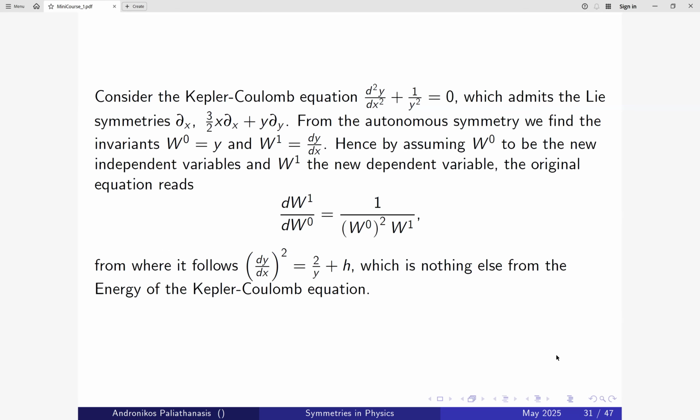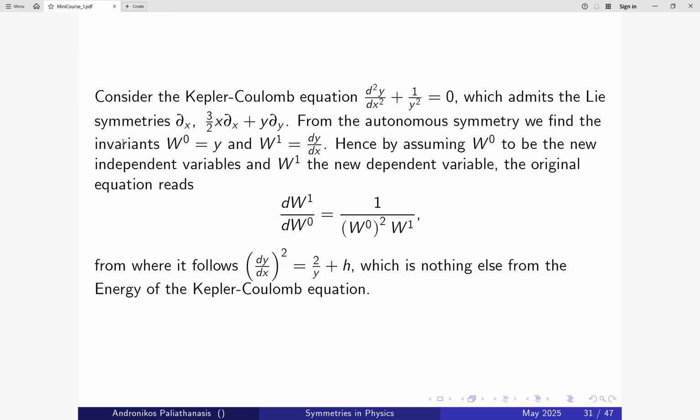Now, let's go again to the Kepler-Coulomb equation, which is a second order differential equation of this form, which admits Lie symmetries. We calculate the Lie symmetries. That means two Lie symmetries. One is the translation in time, since the equation is autonomous, and it has another symmetry, which is a scaling symmetry, this one. And we saw before that the 3/2 is nothing else than the ratio of Kepler's third law.